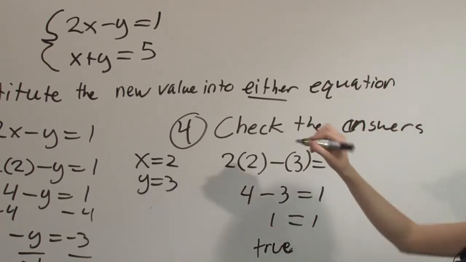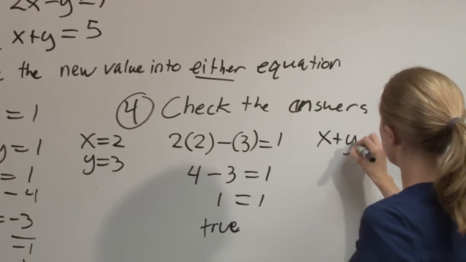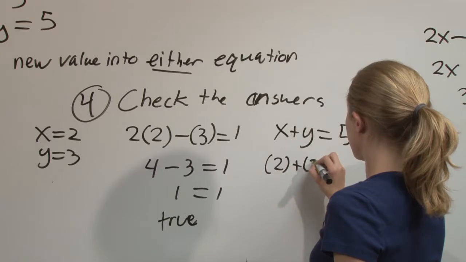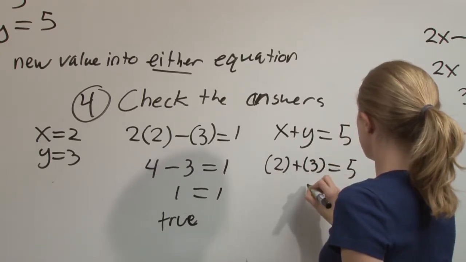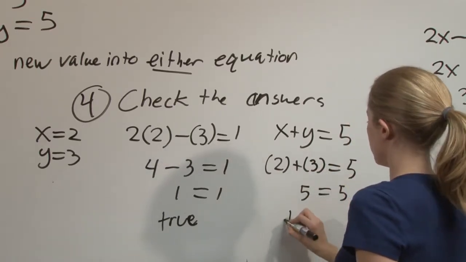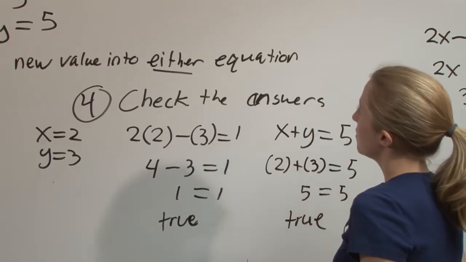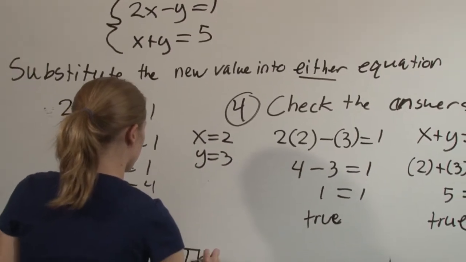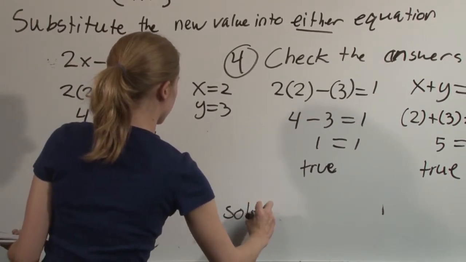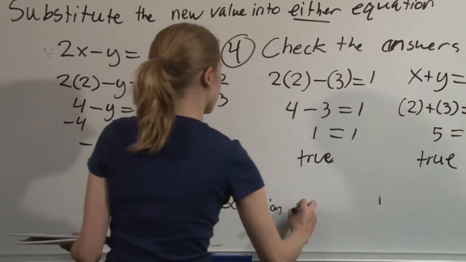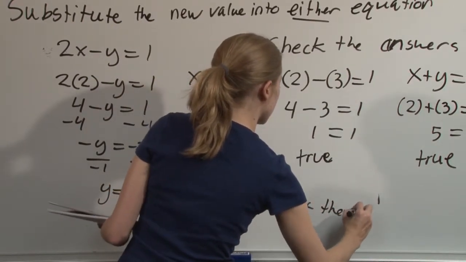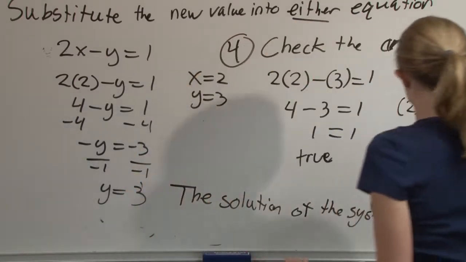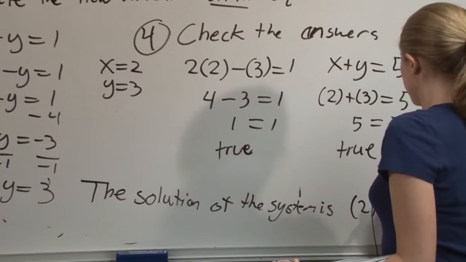So now I'm going to take the second equation. X was 2, y was 3. So we get 5 equals 5. So that's also true. So the solution of the system is (2, 3).